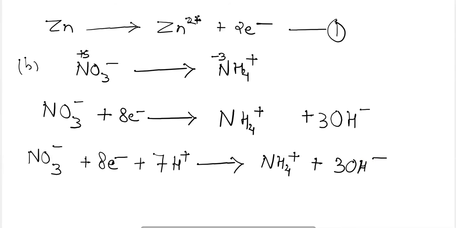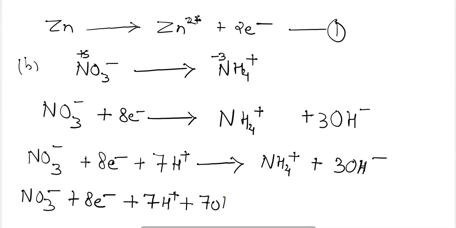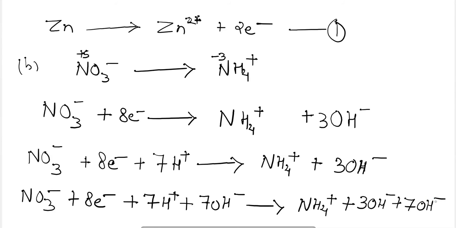So after this, we will see that after adding 7 H plus ions, these ions cannot remain out like this, the H plus ion and OH minus ion. So what we will do? I will add 7 OH minus ions on both the sides. So after this, what will happen? NO3 minus plus 8e minus plus 7 H plus ion plus 7 OH minus ion gives NH4 plus plus 3 OH minus plus 7 OH minus.